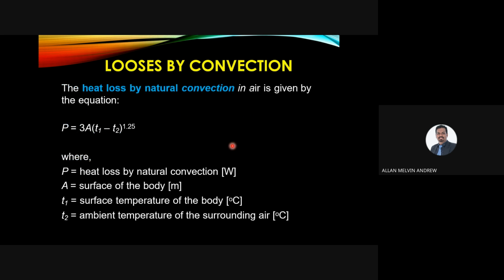Okay, so there can be losses due to the convection process. We call it heat loss by natural convection. We can calculate it using P equals 3A(T1 minus T2) to the power of 1.25. This is one formula that we can use. T1 is the surface temperature of the body, and T2 is the ambient temperature. It's a bit different from the previous formulas.